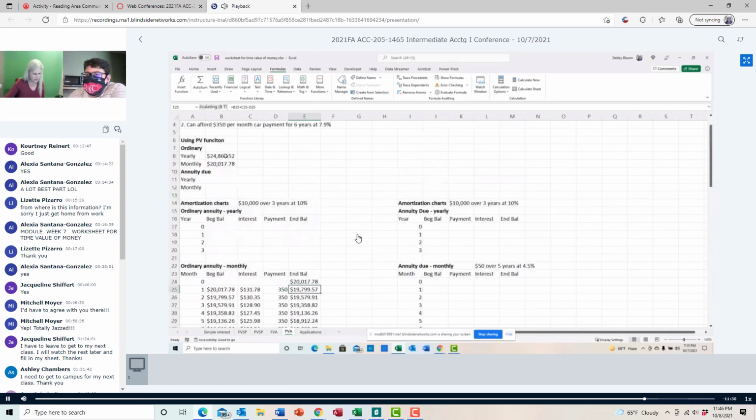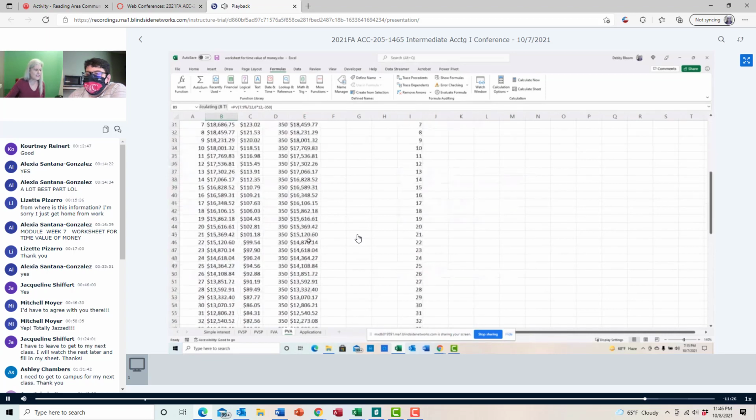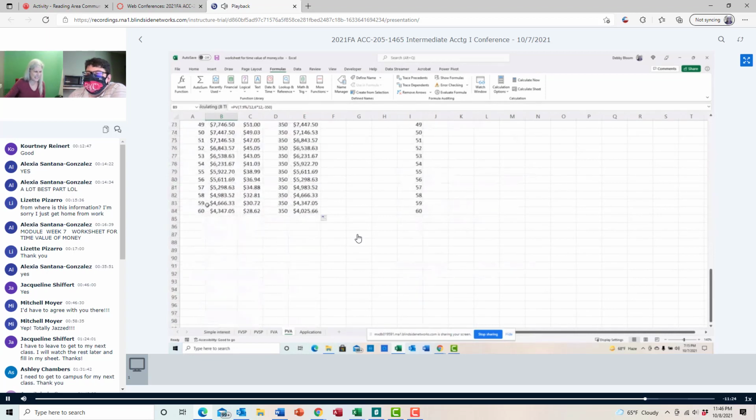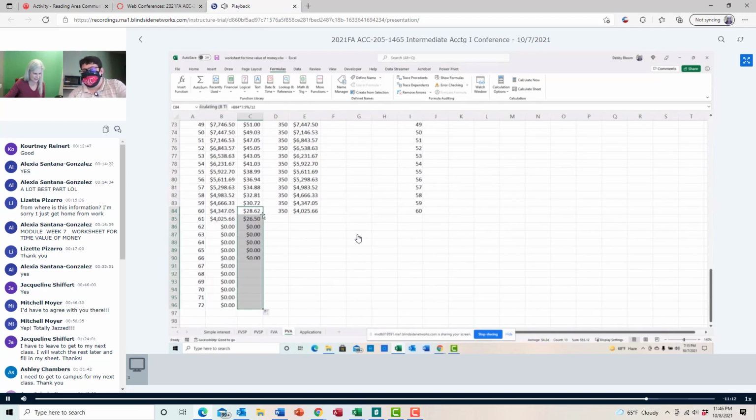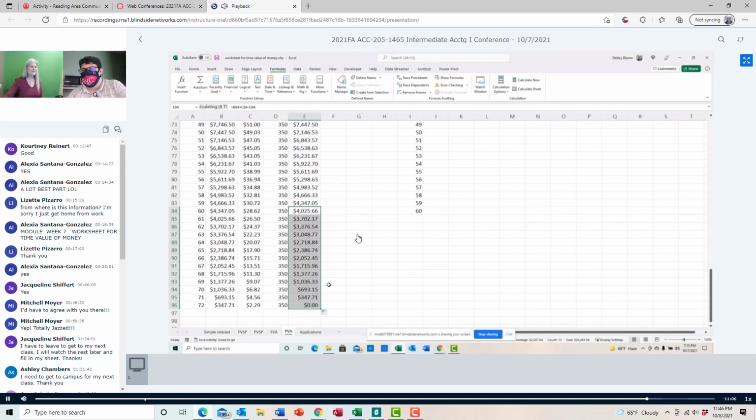This is an ordinary annuity. It's 6 years, not 5 years. I should go down to 72. That was my mistake. It should go down to 72, not 60. Now we come down to 0.